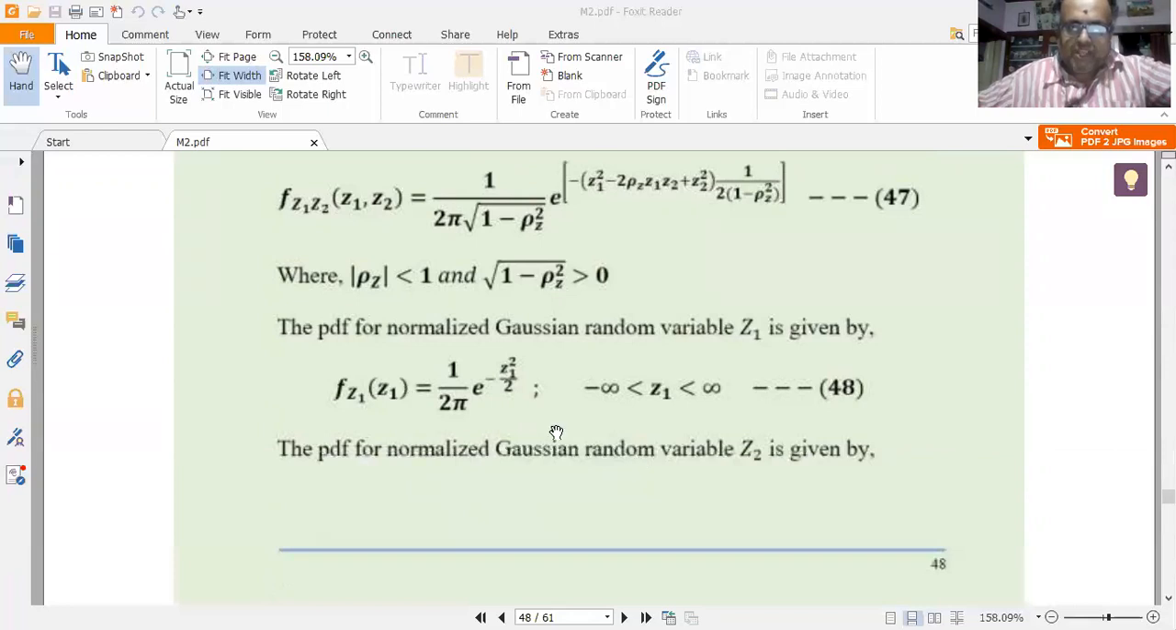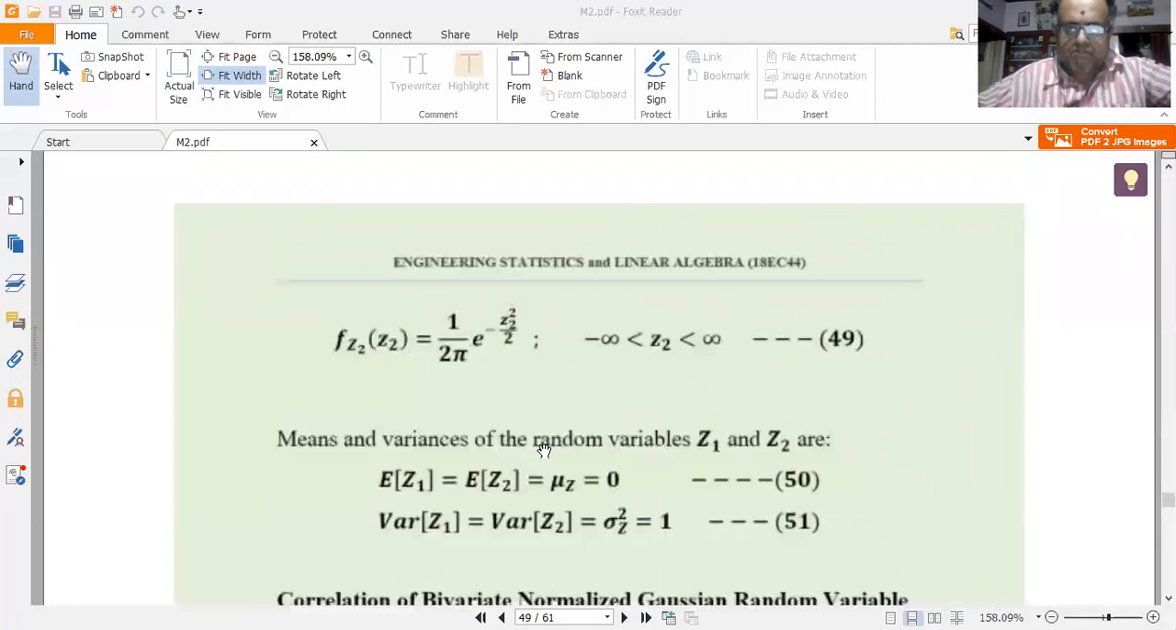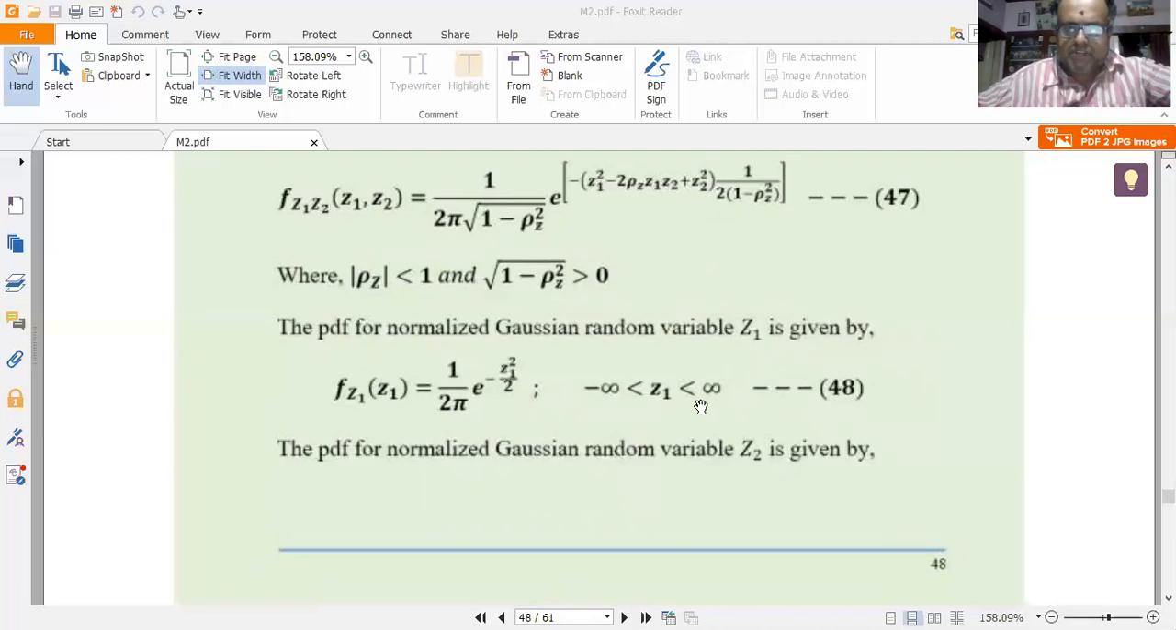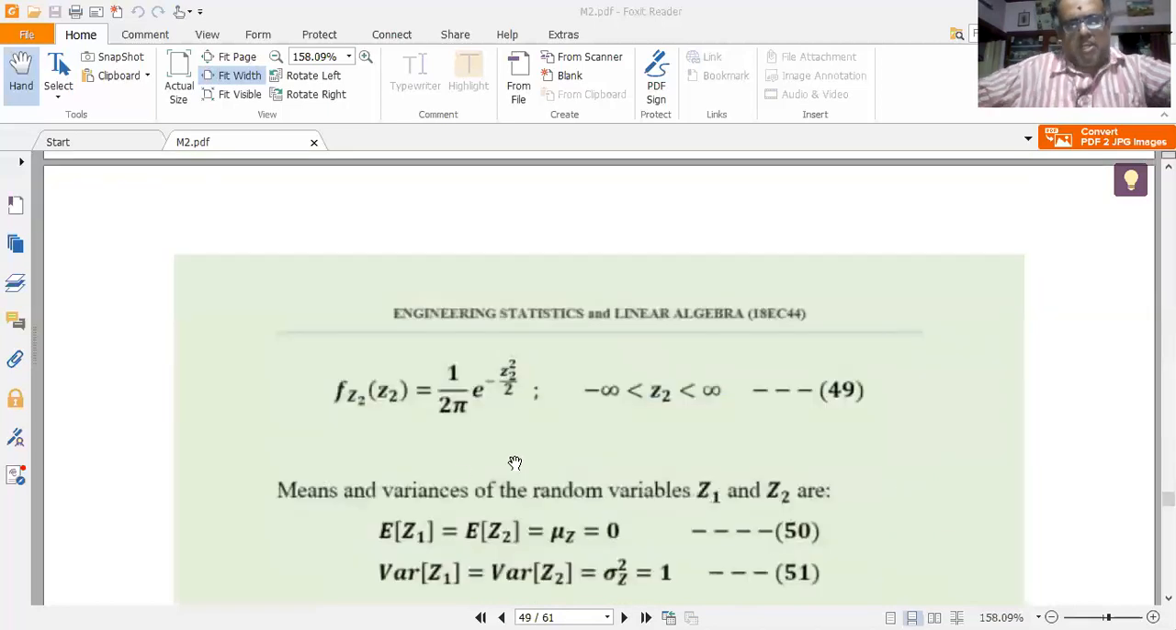The PDF for the normalized Gaussian random variable Z1 is what we discussed in the previous module. That is, f_Z1(z1) is equal to 1 by root 2 pi e to the power of minus z1 squared by 2, for minus infinity less than z1 less than infinity. Call it equation 48. Similarly, the PDF for the normalized Gaussian random variable Z2 is given by f_Z2(z2) equal to 1 by root 2 pi e to the power of minus z2 squared by 2, for minus infinity less than z2 less than infinity.